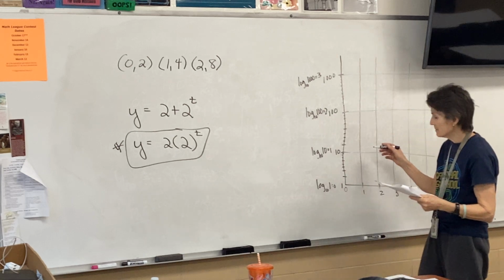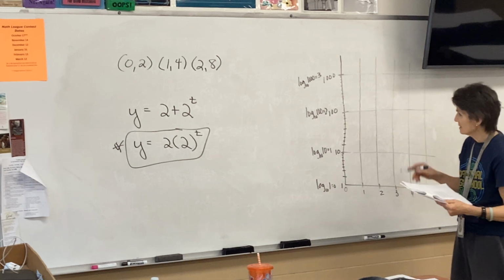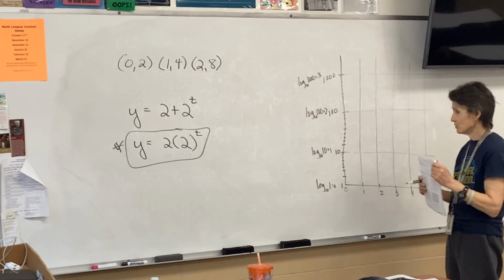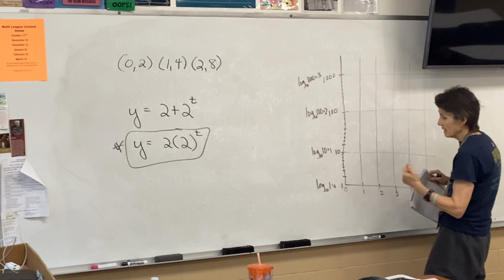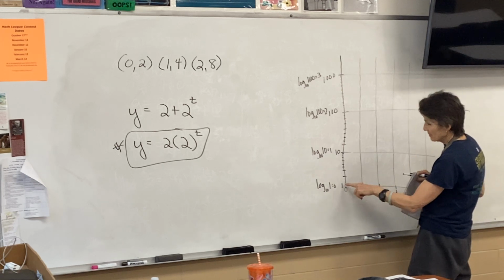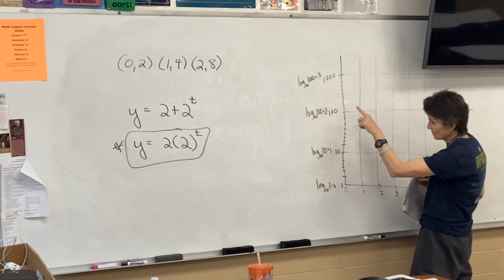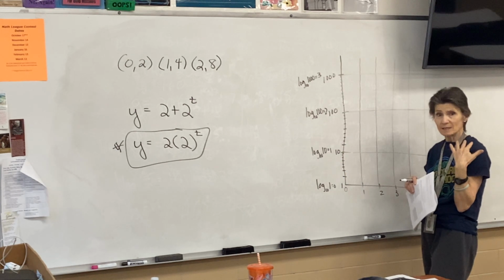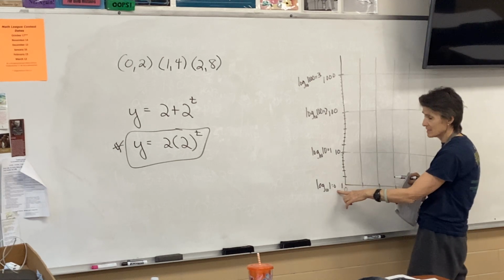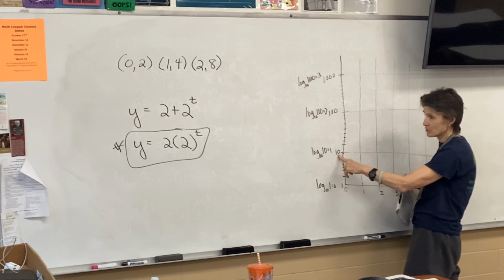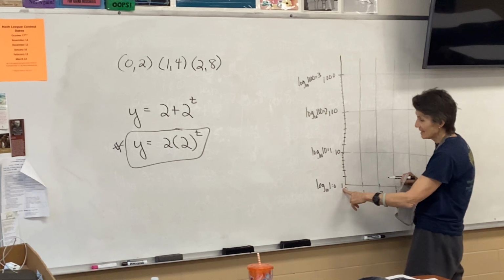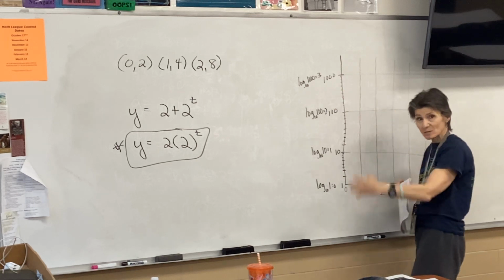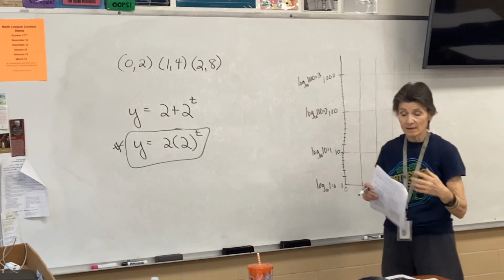All right, example 4, I set this up so we can plot these relatively easily. I do need you to get that these labels, 1, 10, 100, 1,000, are powers of 10. So this is 10 to the 0th, 10 to the 1st, 10 to the 2nd, 10 to the 3rd. That's what it means to be logarithmically scaled.